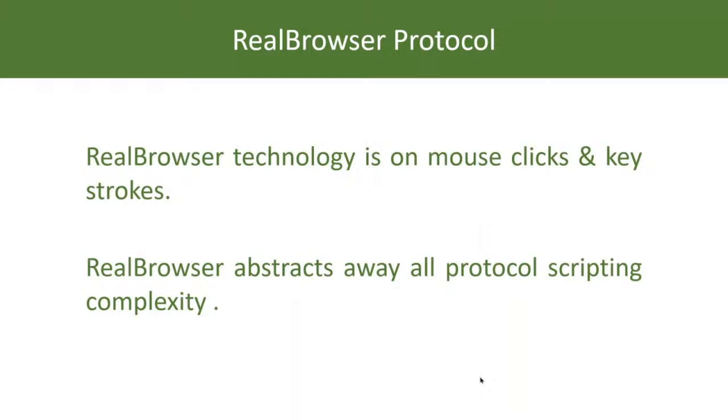So let me open NeoLoad. I'll show you how we can record a Real Browser protocol. If you want to work with Real Browser, you have to install a minimum of 9.0. I'm on the latest version, 9.1.1. Installation of NeoLoad we will discuss tomorrow, but for now, today I would like to show you.